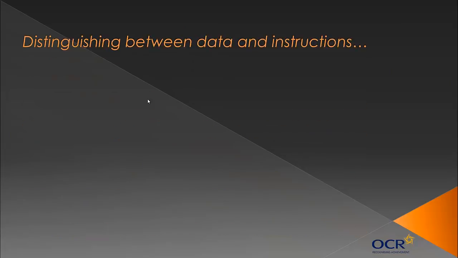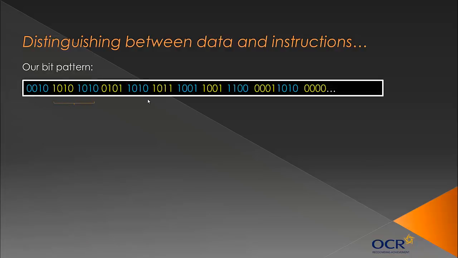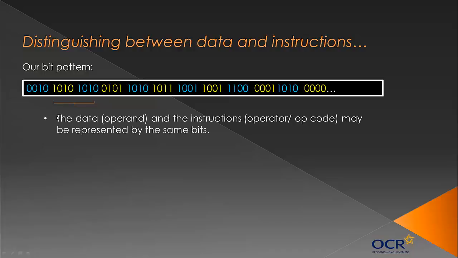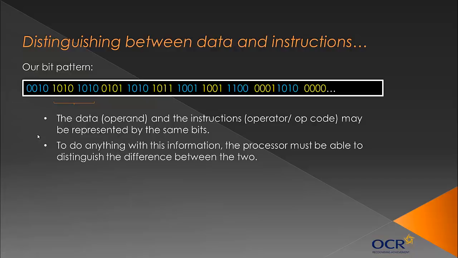So it's important that a processor can distinguish between data and instructions. If we look at our bit pattern again, hopefully you'll notice that here we've got our operand, and this is our operator or opcode, and it's the same. I said that the operator has to be unique, but the operand doesn't have to be unique. They can be represented by the same bit combination. And so for the processor to do anything with this information, it must be able to understand what is an operator and what is an operand. It must understand the difference.